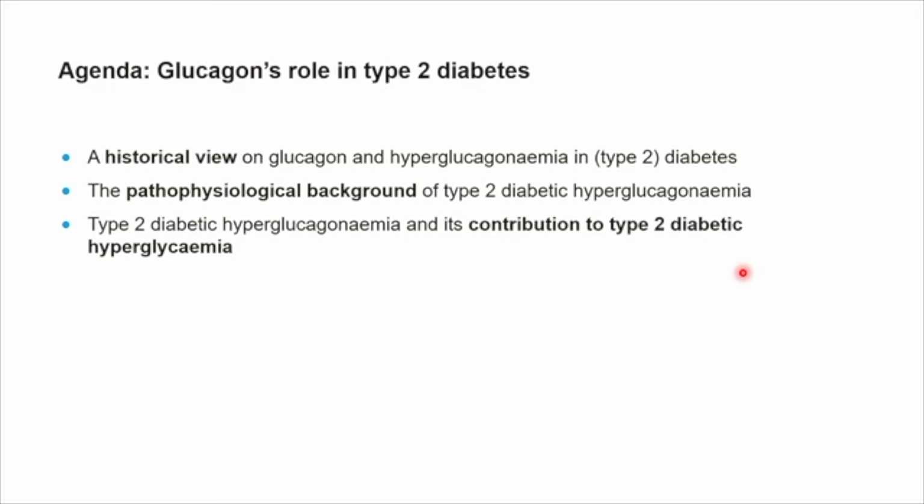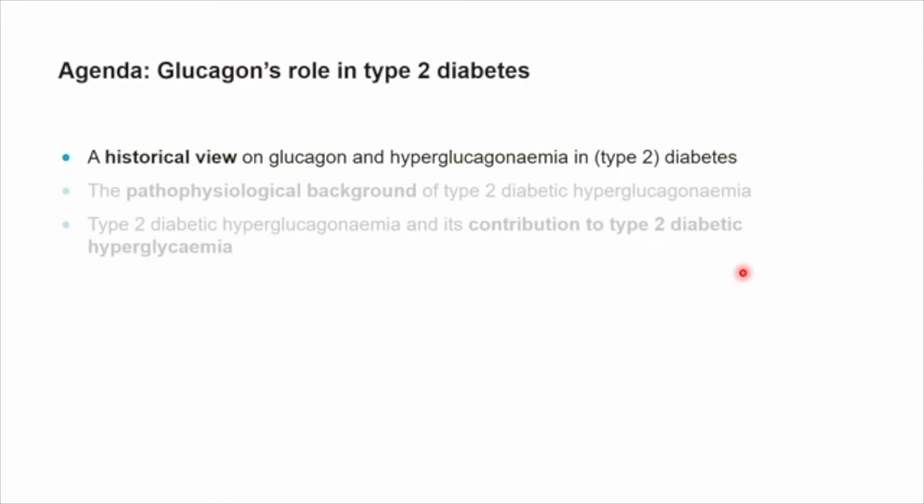So this is the agenda I've put together for the next 25 minutes or so. I thought that it would be nice to take a historical view on glucagon and its role in the pathophysiology of type 2 diabetes. Secondly, I would like to try to understand the pathophysiological background of the hyperglucagonemic state of type 2 diabetes. And lastly, I will try to allude to the role of hyperglucagonaemia in type 2 diabetic hyperglycaemia. So these are the three themes for this talk.